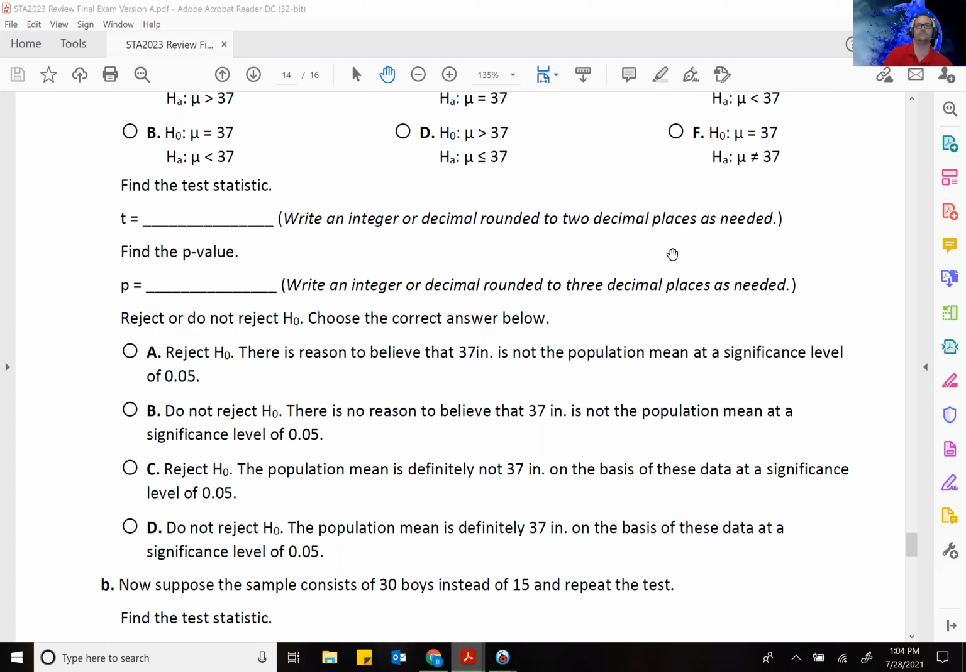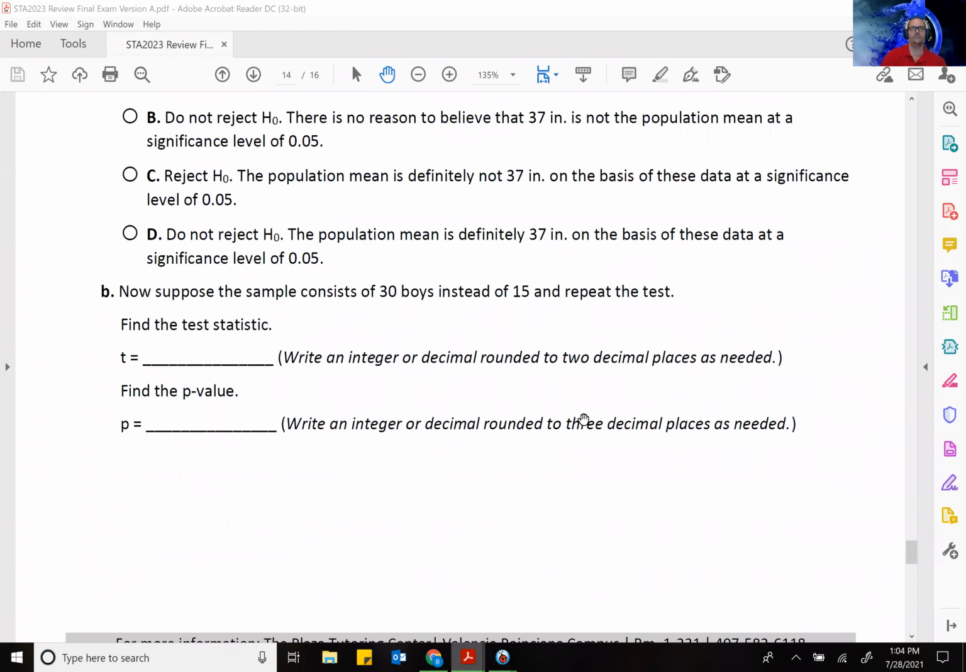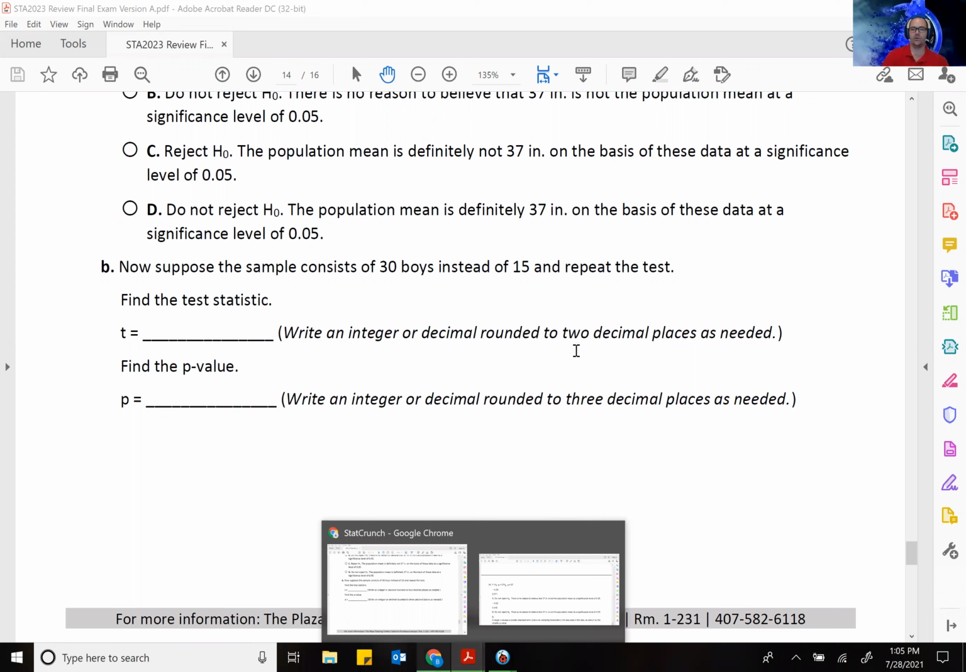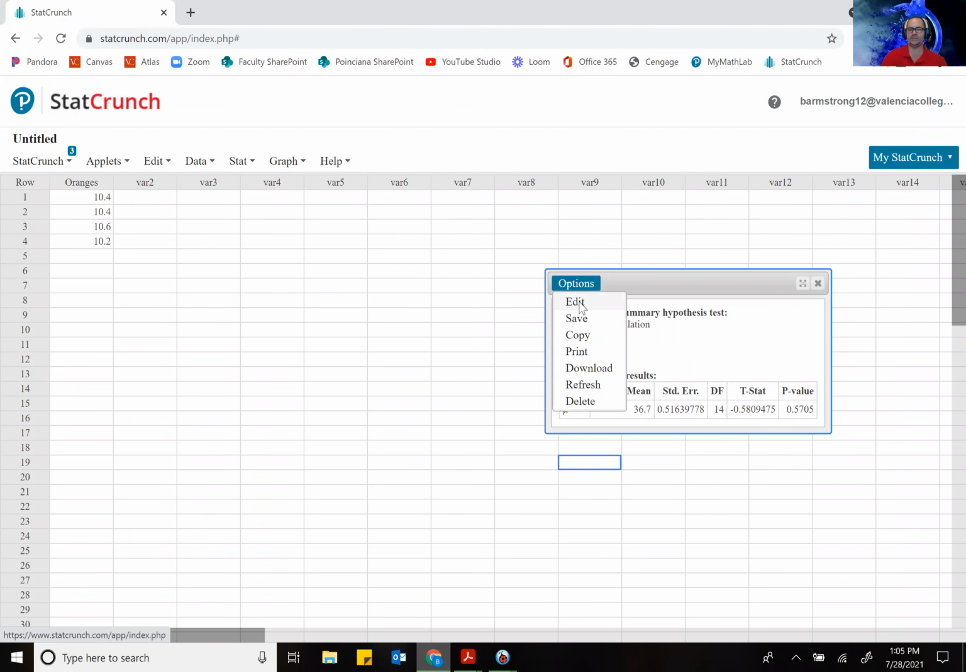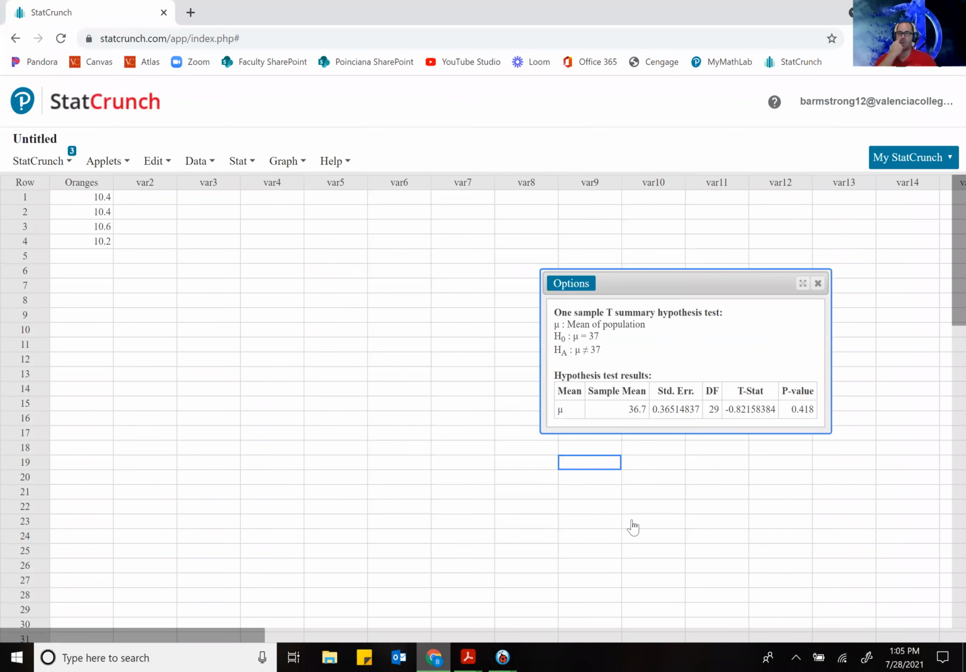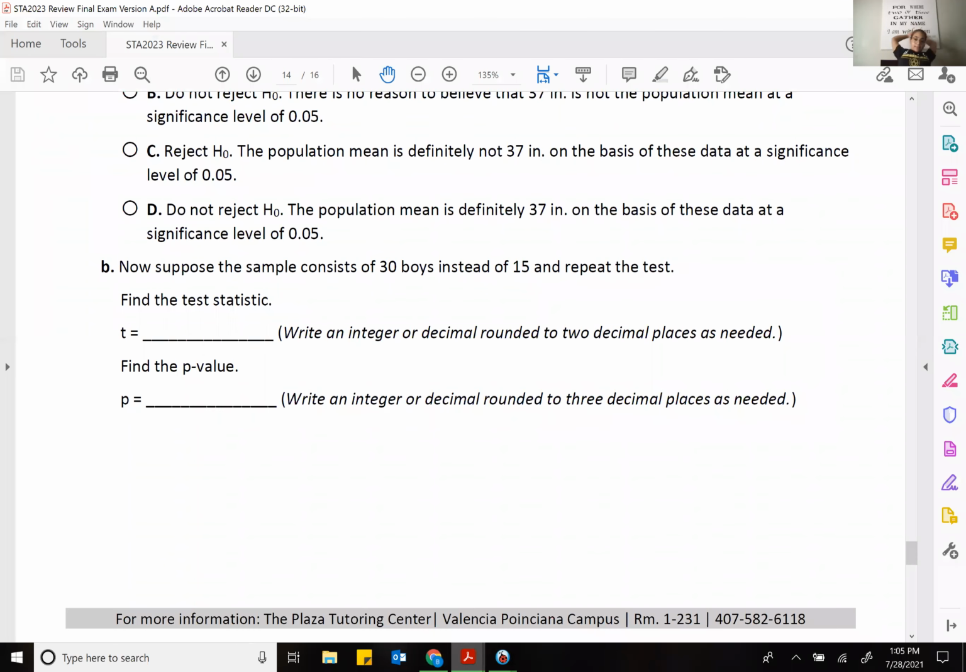All right. So now part B. So we changed the sample size. Now suppose we have a sample of 30 boys. Repeat the test. Well, that's easy. We're going to go back here, click on options, click on edit, and change the 15 to 30. Compute. Let's double check: 2 decimal places and then 3 decimal places, the same as what we did a second ago.